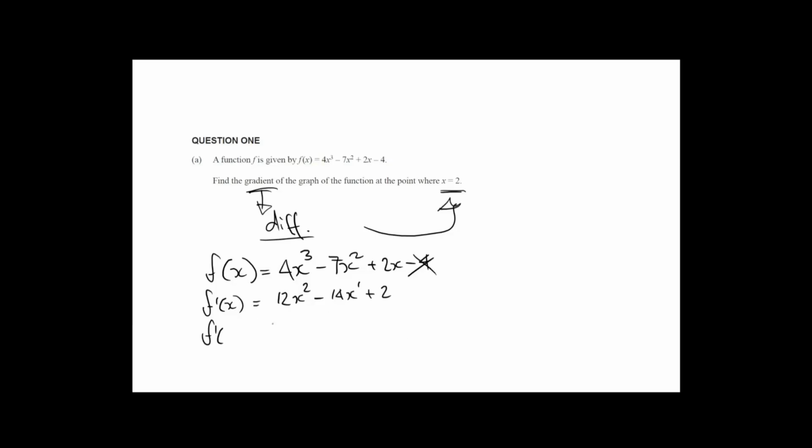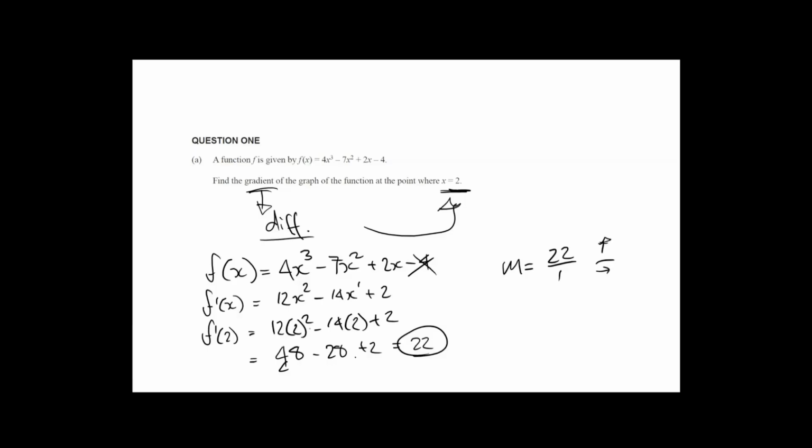Then we plug in the 2 that we got up here, so we've got 12 times 2 squared minus 14 times 2 plus 2. What happened there? Wow, that was 48 minus 28 plus 2, which is going to be 22. So the gradient there is going to be 22 over 1. I write it in that form because it's rise over run.